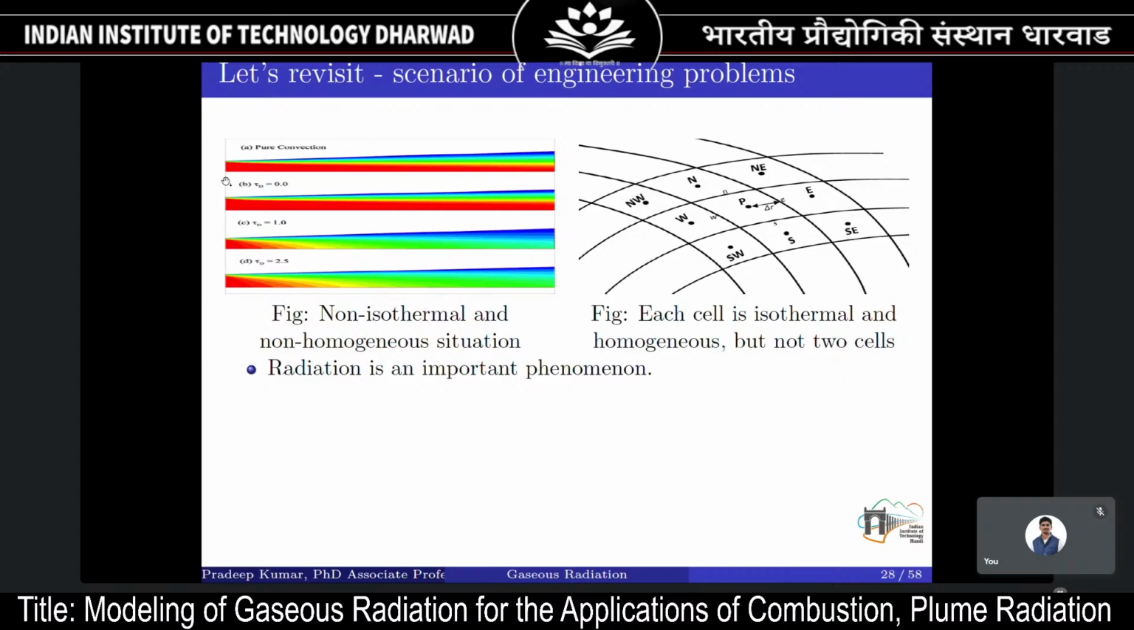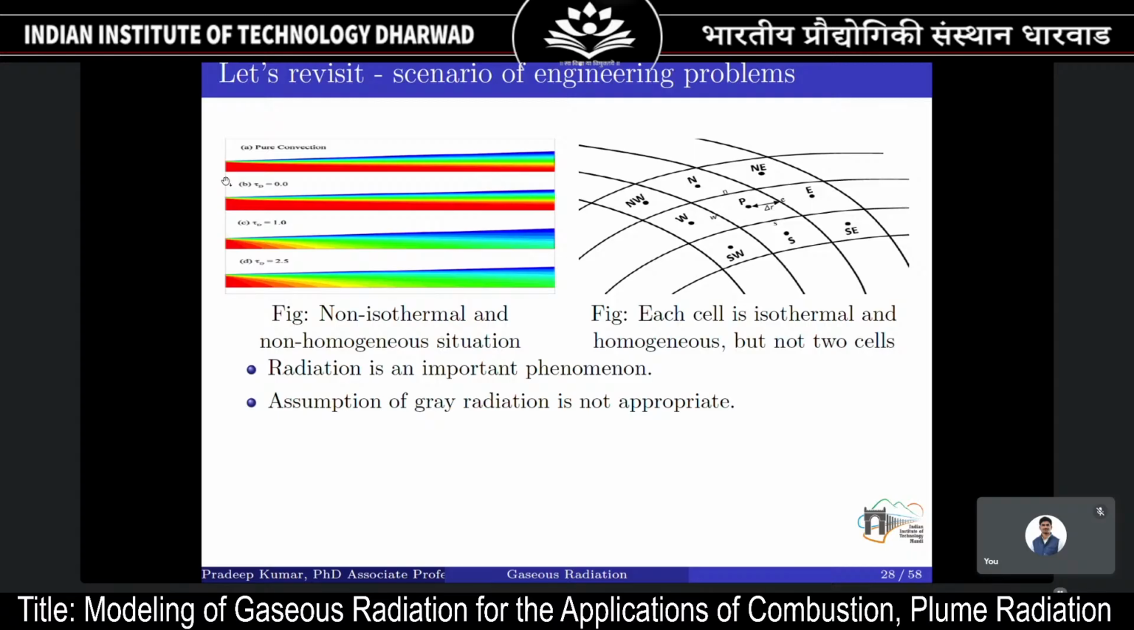Here I didn't use any realistic property model. It is basically the transfer mechanism I have already solved, using a very superficial property of the radiation. And we are putting this kind of a grid here, which tells that each cell is isothermal and homogeneous, but not two cells, because the situation is different between two cells.